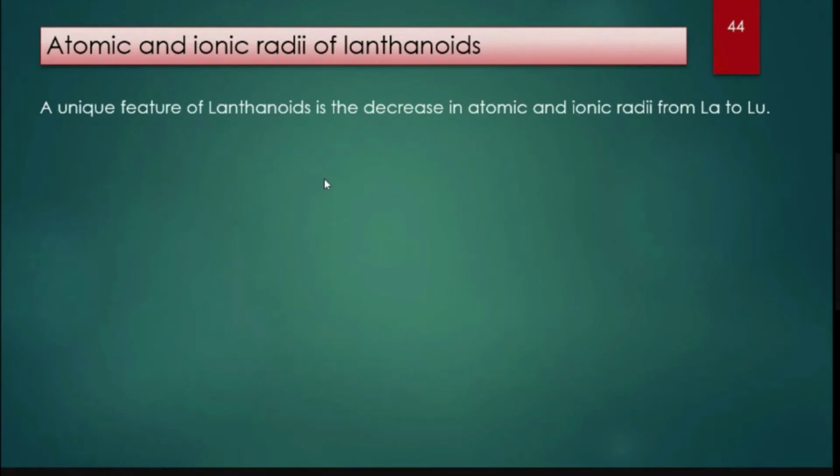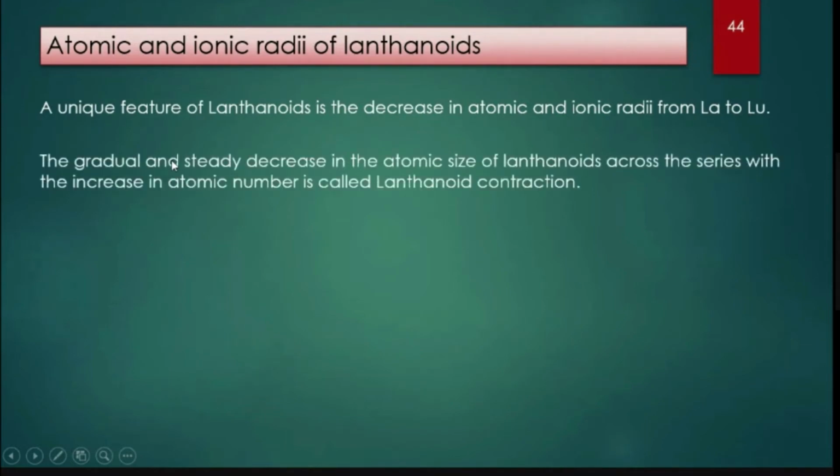Next slide is about atomic and ionic radii of lanthanides. This is very important and interesting as well. A unique feature of lanthanides is the decrease in atomic and ionic radii from lanthanum to lutetium. When we want to study the actinides and lanthanides and the d block elements, please have a periodic chart with you, so that you can understand the concepts very well. See here, when we move from lanthanum to lutetium, or from cerium to lutetium, what do we observe? There is a gradual decrease in the atomic radii, which is the unique feature possessed by the lanthanide series of elements.